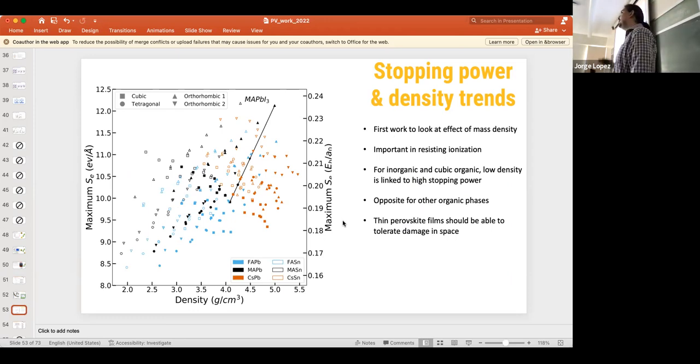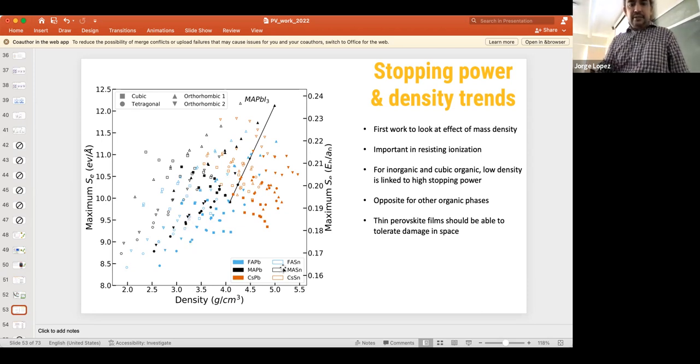I tell my student, go do this, it's easy. Just do all the calculations, right? And then he comes back with a bunch of data. And now we have to figure out what to do with all this data and find trends. What we found is that the trend is basically, if you look at triangle, triangle, triangle, triangle, they go up like this.